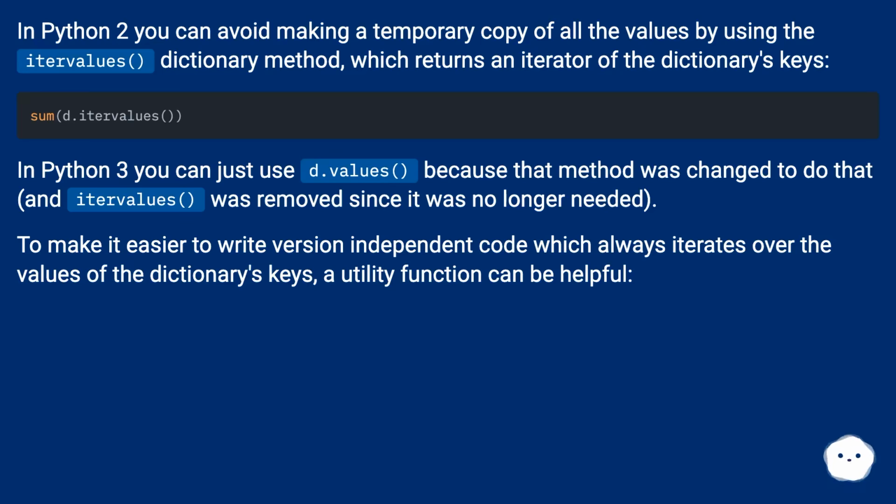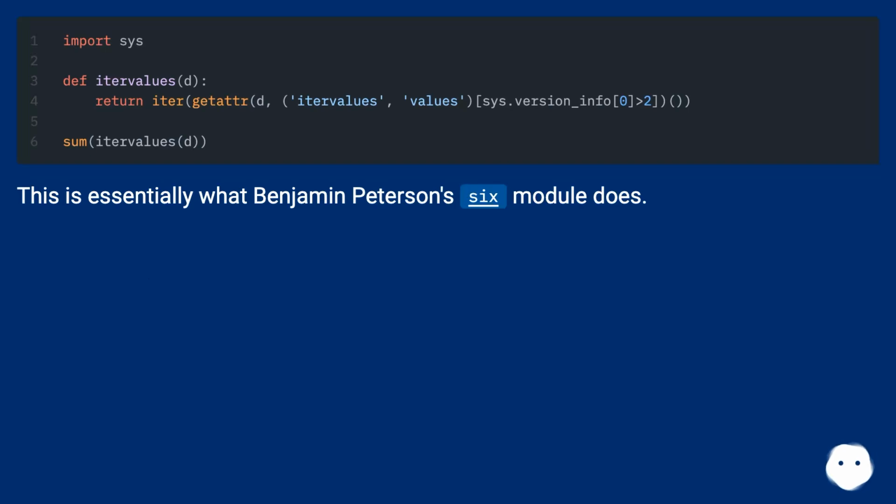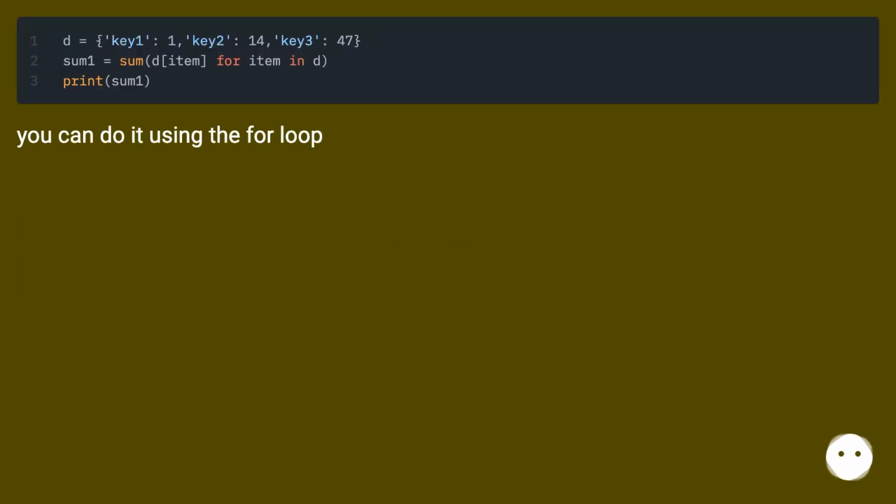To make it easier to write version-independent code which always iterates over the values of the dictionary, a utility function can be helpful. This is essentially what Benjamin Peterson's six module does. You can do it using the for loop.